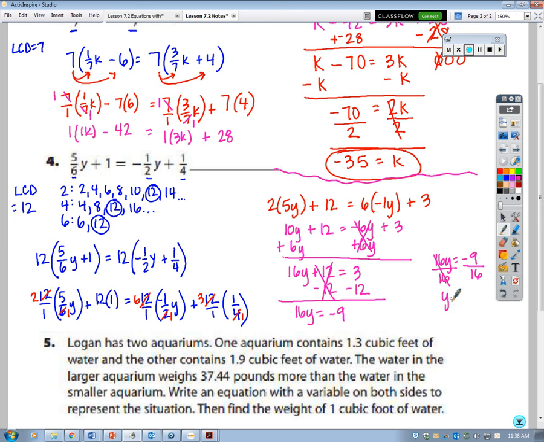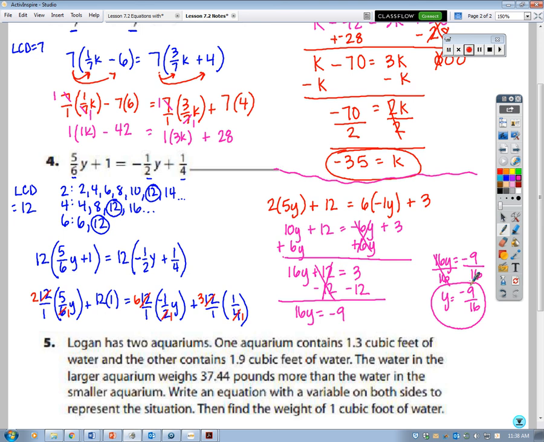And I've got y equals negative 9/16. Can I simplify that? No. So I'm going to go ahead and leave this in this form. Could you convert it to a decimal? Yeah, you could convert it to a decimal. That would be fine. But you can also leave it in this fraction form, and that is the correct answer because that does not get any simpler. So the answer to example 4 is y equals negative 9/16.